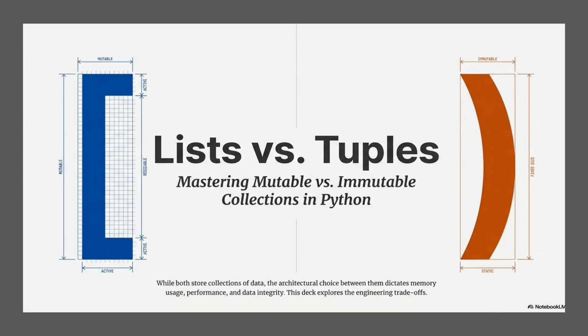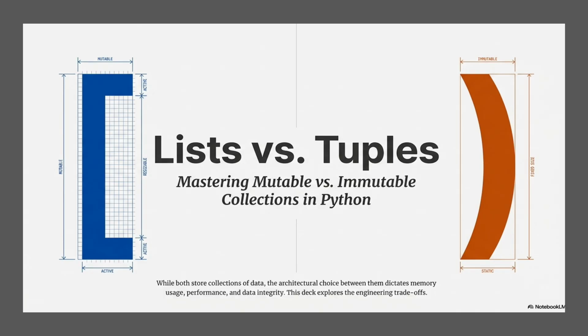Hey everyone, welcome back. Today we are answering a question that drives beginners crazy. Why does Python have lists and tuples? I mean, look at them. They look almost identical. So why do we need two?